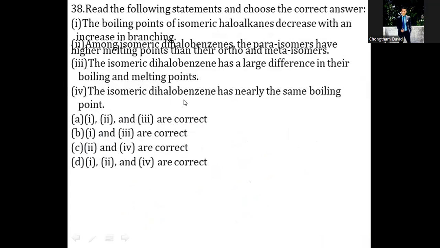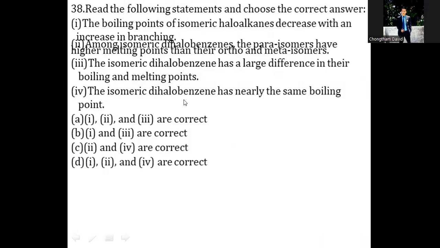Read the following and choose the correct answer. The boiling point of isomeric haloalkanes decreases with increasing branching. For example, 2-bromo-2-methylpropane has the least boiling point among the 3 isomers. And the boiling point of isomeric dihalogens is very nearly the same. However, the para isomers are high melting compared to their ortho and meta isomers, because it is due to the symmetry of para isomers that fits inside the crystal lattice better, as compared with the ortho and meta isomers.